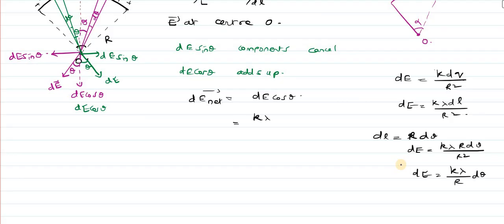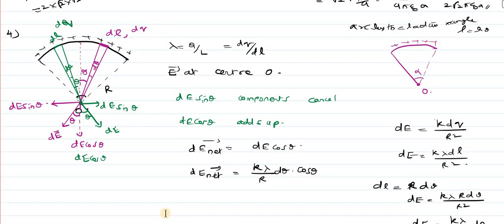So I can write here k lambda by r into d theta cos theta. Now look at these values. K lambda r, everything is constant. Only theta is variable, right? Theta also, when you take it, from where to where it will vary. The total angle is alpha. That I have divided into 2, correct?